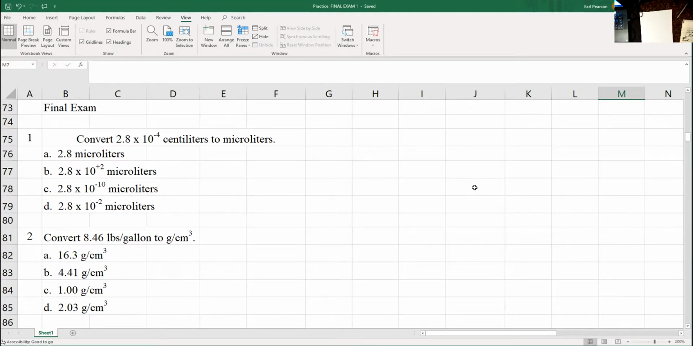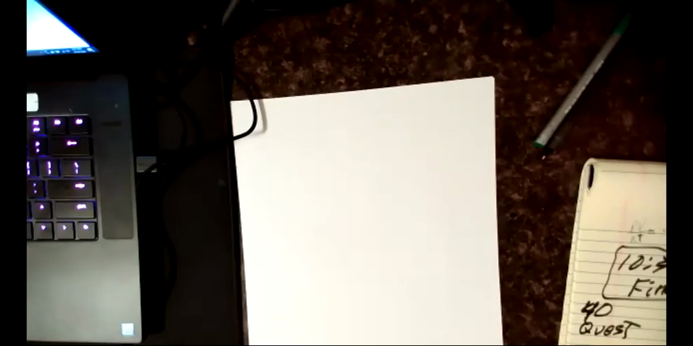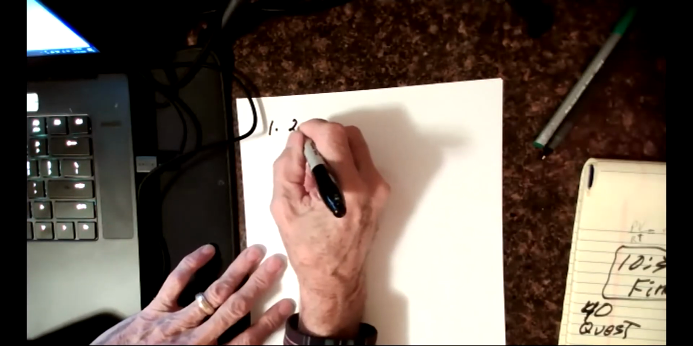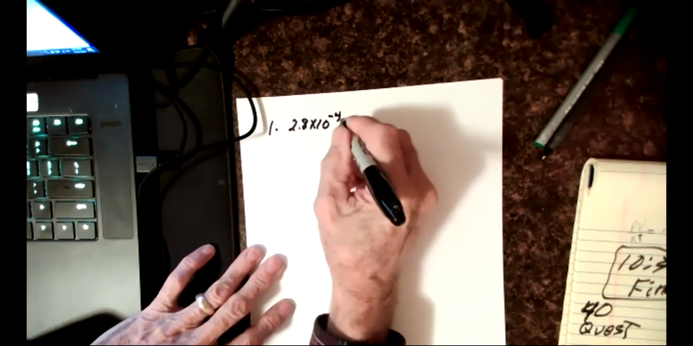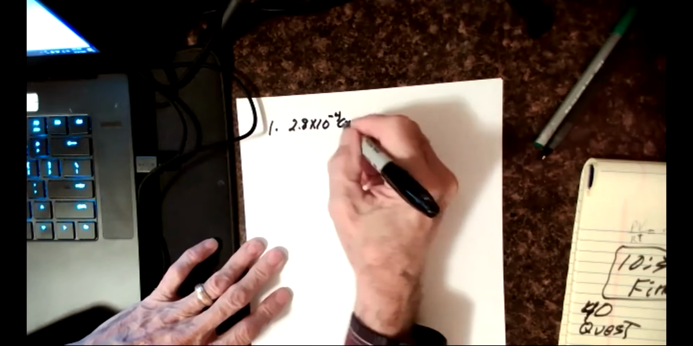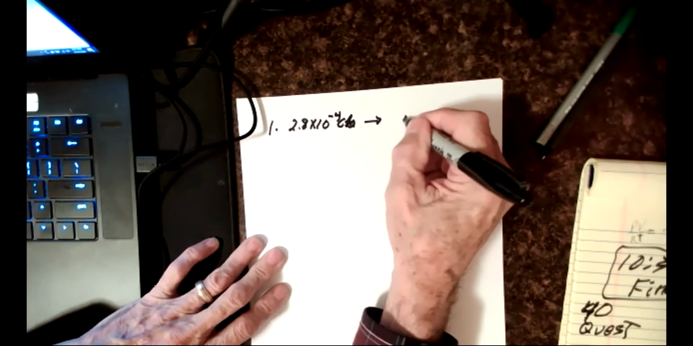Okay, I need to shrink this down a little bit more and put that down. Let's stop the share now and start working the problems, and I'll go back and forth between them. The first one is a conversion problem, and we want to convert 2.8 times 10 to the minus 4 centimeters to microliters.